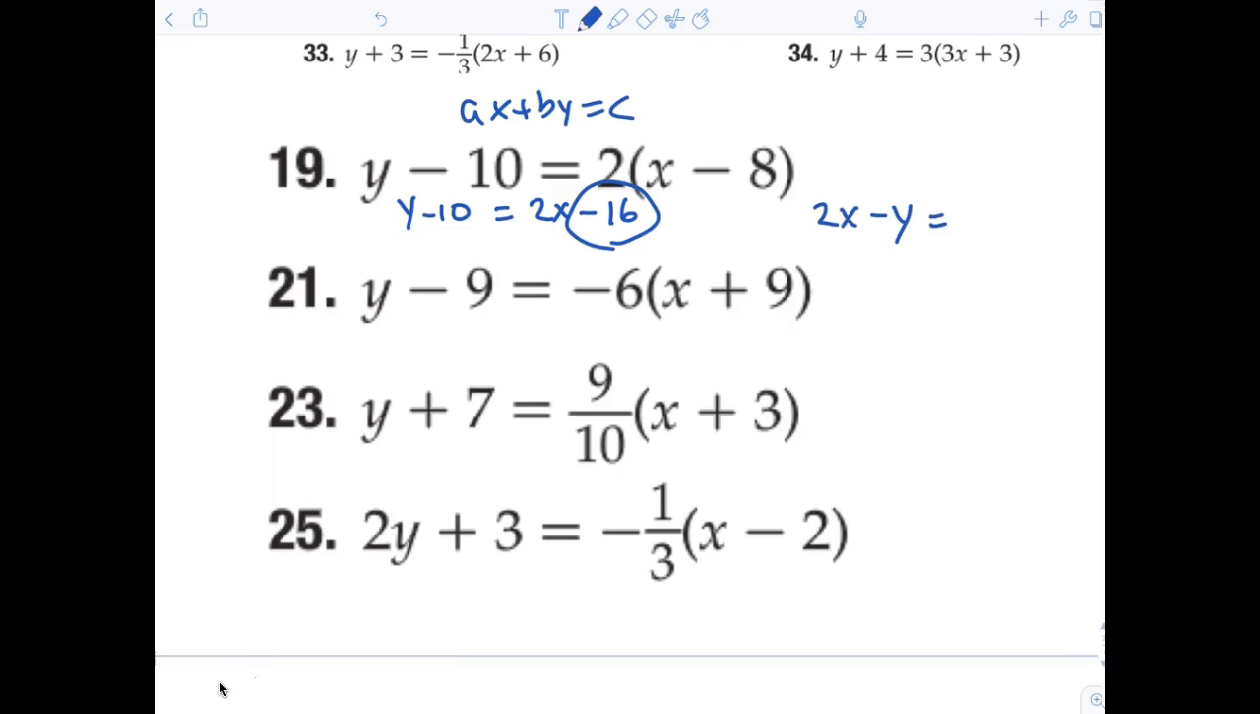Good job, girl. Yes, it would. Very, very good. Go ahead. Good, good, good. Very good. Give it a shot. Okay, tell me about number 21. What do I do first?